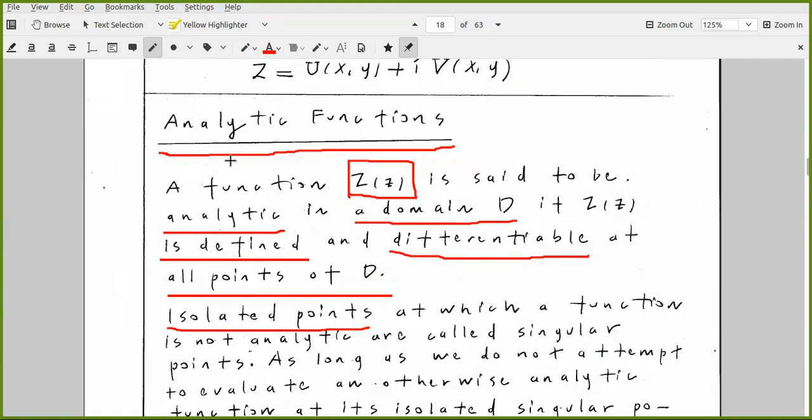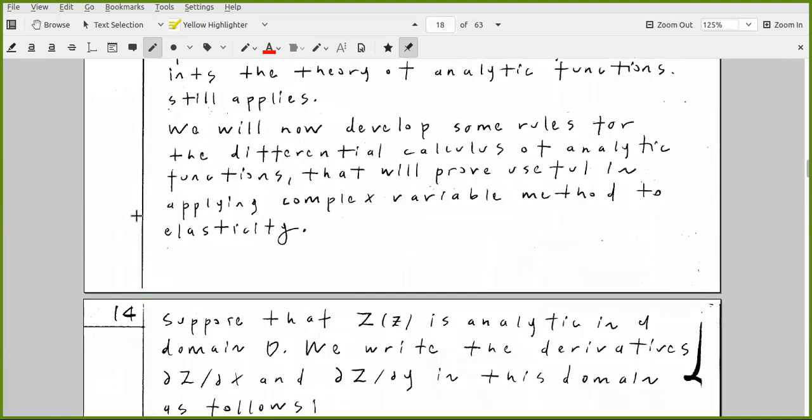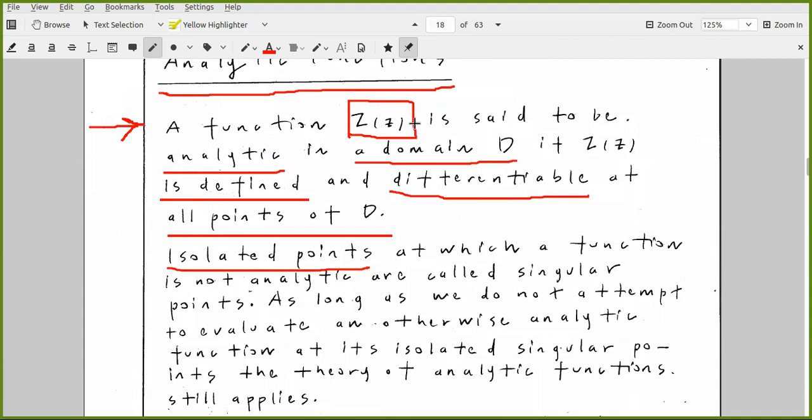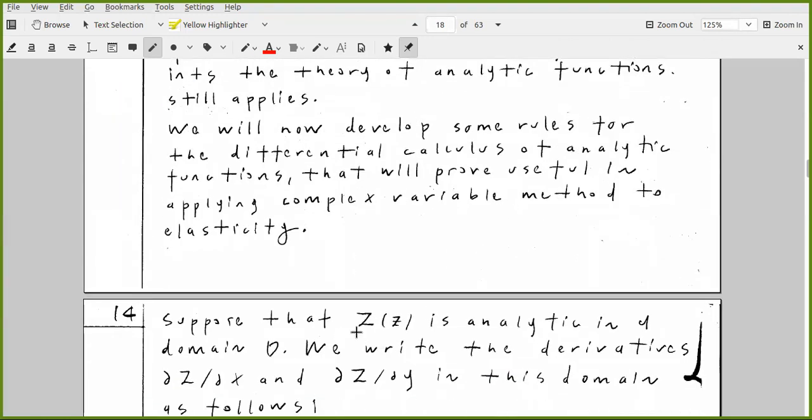But we can derive certain differential relations for analyticity of a function so that you can understand whether a function is analytic or not. And those are the rules related to the differentiability of this analytic function, Z of z. So what are those rules, or how can we find them? We start with a function, capital Z of z, and we assume that it's analytic in D.